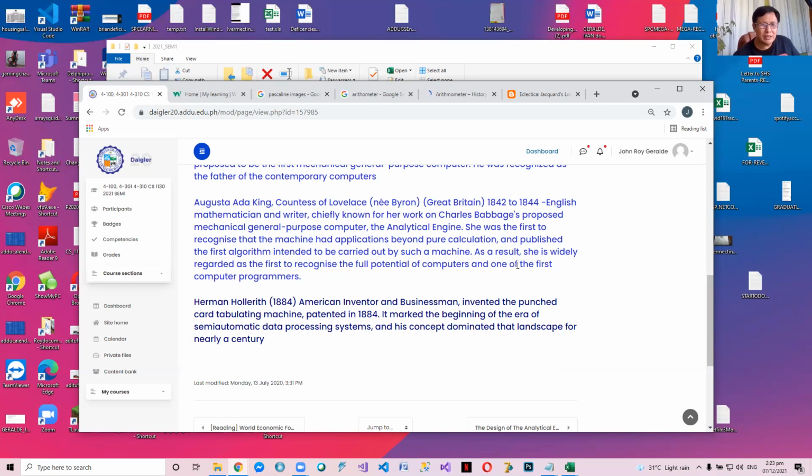If you're asked nowadays, who invented the computer? It's Charles Babbage. Who is the first programmer? It's Augusta Ada King.